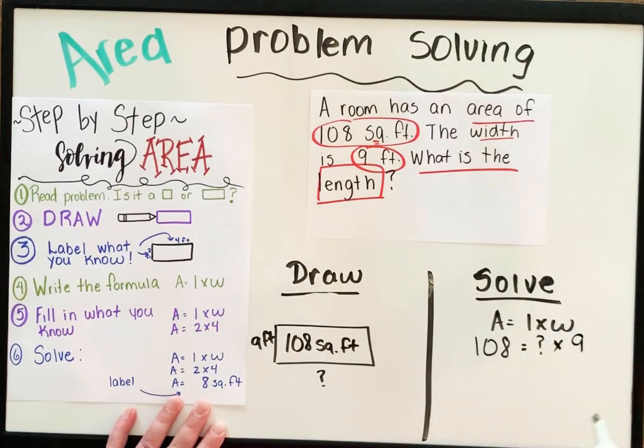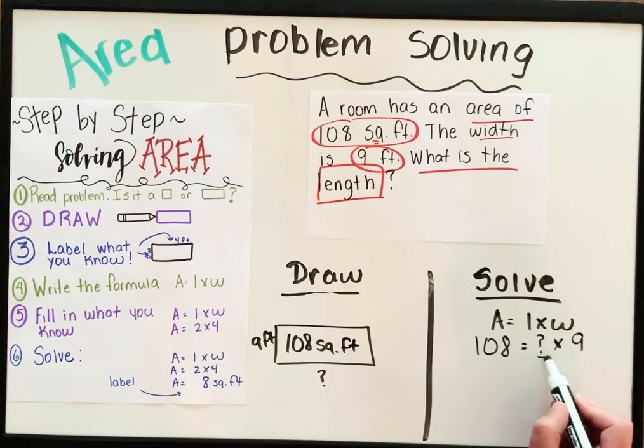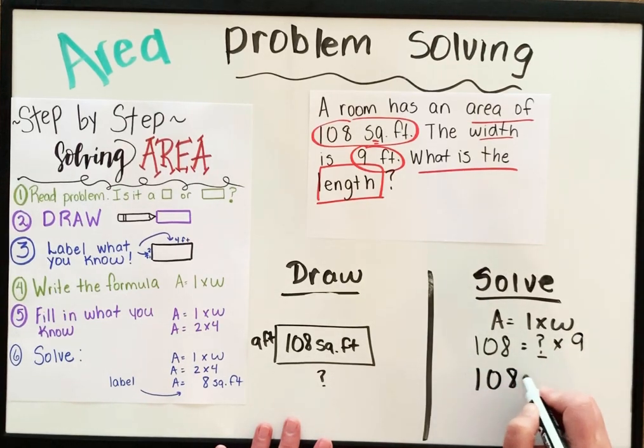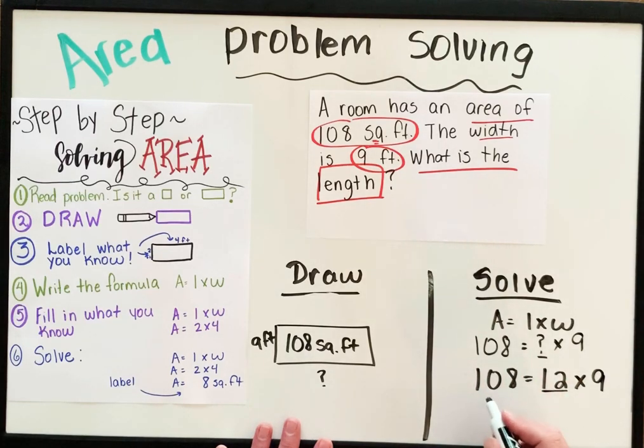So this is a case of kind of thinking backwards. We know the whole. Now we just have to ask ourselves, what times 9 gets us to 108? That's what we're trying to solve. Something times 9. So if you do the math, you should be able to figure out that to get 108, you would do 12 times 9. And that would be our missing length. So instead of writing area, we were trying to solve for our length. Our length is 12, and that was in feet as well.